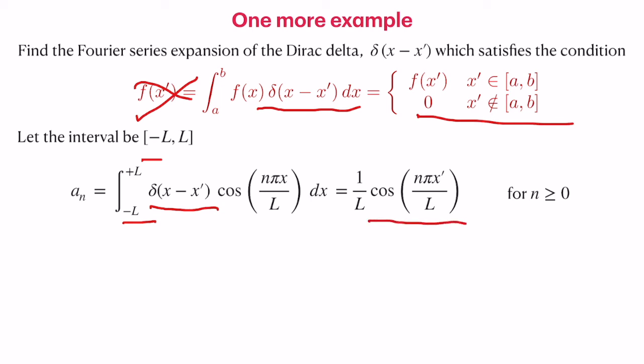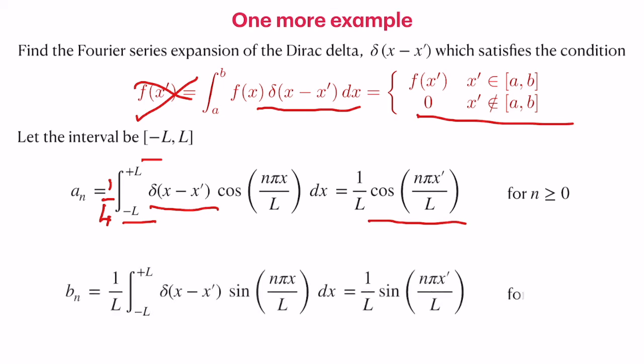So what we have is basically 1 by L cos(n pi x prime by L). In the same way we get the sine also: we simply get the integral to be 1 by L sine(n pi x prime by L). So this is what we have seen earlier. We have the series of cos and sine which do represent the delta function.